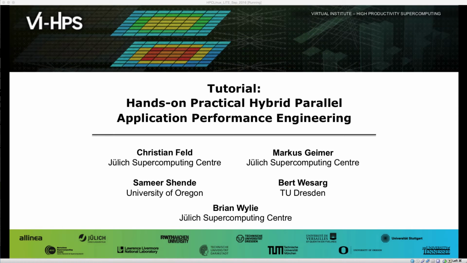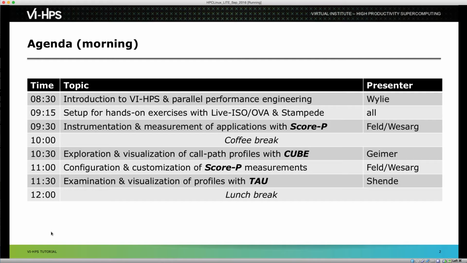If you're interested in evaluating the performance of your hybrid MPI and OpenMP application, you may be interested in our hands-on practical hybrid parallel application performance engineering tutorial by the VI-HPS group. In this tutorial, we will introduce the VI-HPS tools and basic concepts of parallel performance engineering. We will also provide an OVA file which will be loaded in the VirtualBox software, and we will also have hands-on sessions on Stampede at TACC.